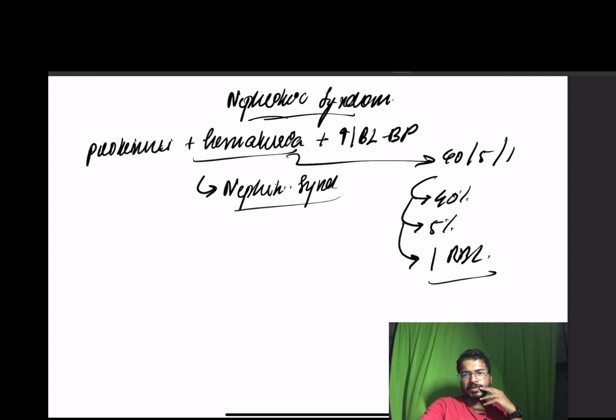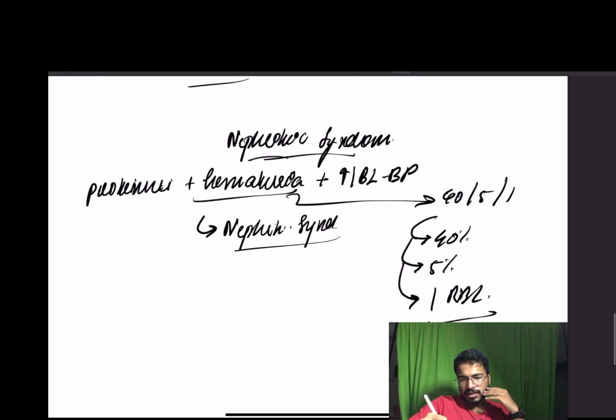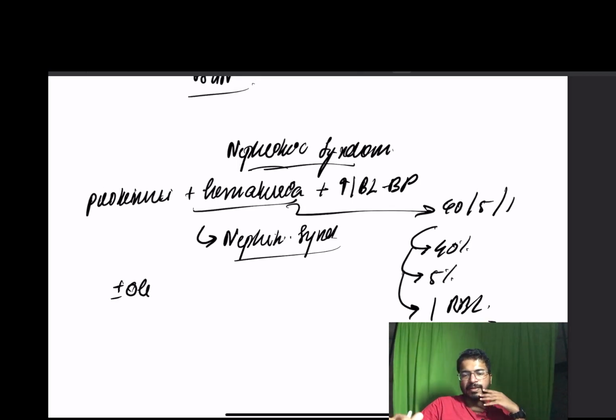So glomerular hematuria with proteinuria, with loss of protein from the kidneys, is suggestive of nephritic syndrome. Along with a borderline raised BP, it can also present with plus or minus oliguria. So this is how a patient of nephritic syndrome can present to us.